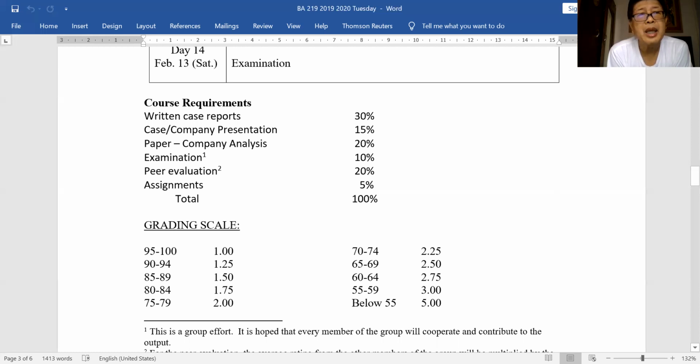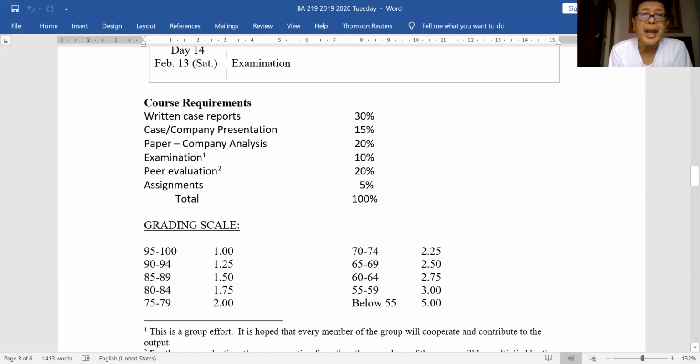So if you notice, you can never have a peer evaluation rating higher than the GWA of your group works. Let me give you another example. Supposing your GWA for the group works is 90%, but your average peer evaluation rating is only 80%. Then your grade for peer evaluation is 80% multiplied by 90%, which gives you 72%. I hope I made that clear.